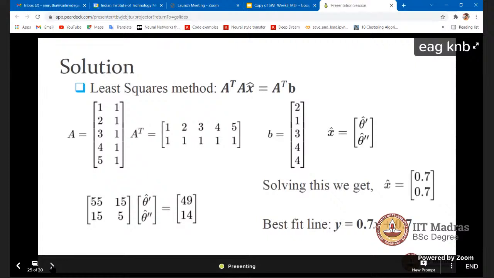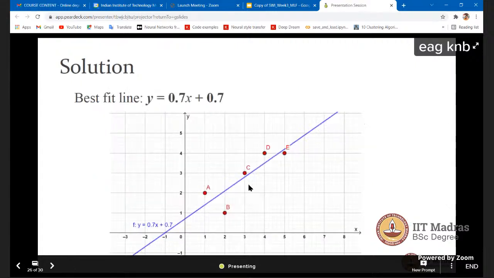So if you plot this line, you will get this here. You can see this is your best fit line. It passes through these points. It cannot pass through all the points because no point is lying on this line. So it is simply a best fit line which gives you some minimum error. This is how we represent a set of data points.